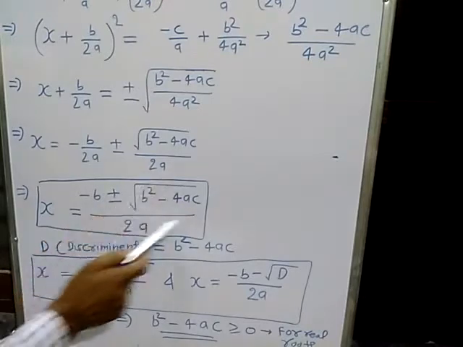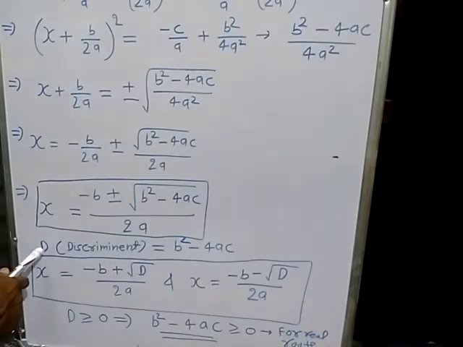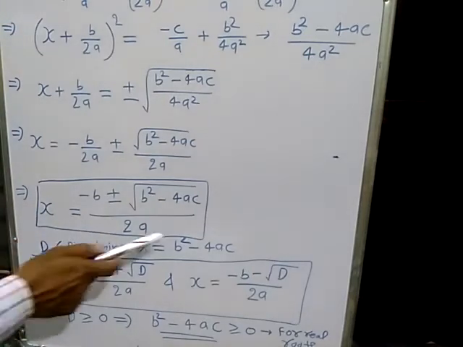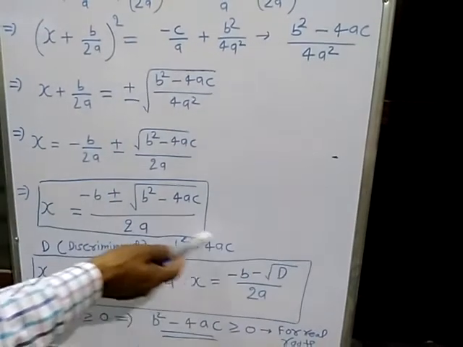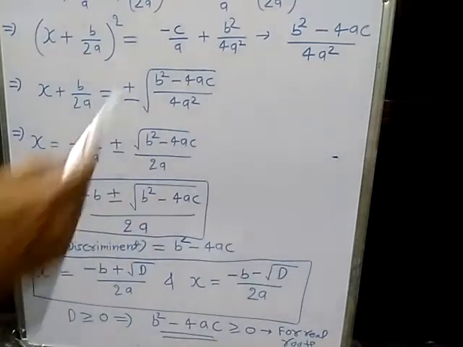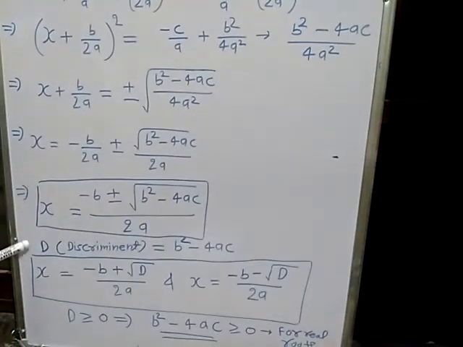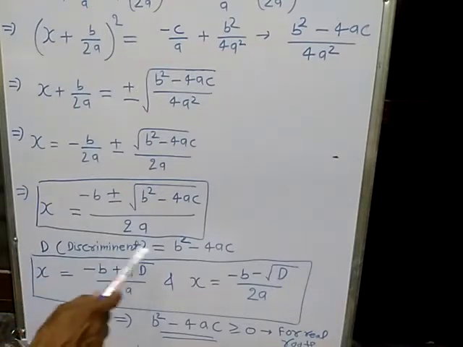This term b square minus 4ac is called discriminant D. इसको हम D से denote करते हैं. So D, discriminant, is equal to b square minus 4ac. Means this b square minus 4ac can be denoted with capital letter D. So x is equal to minus b plus square root of D upon 2a.